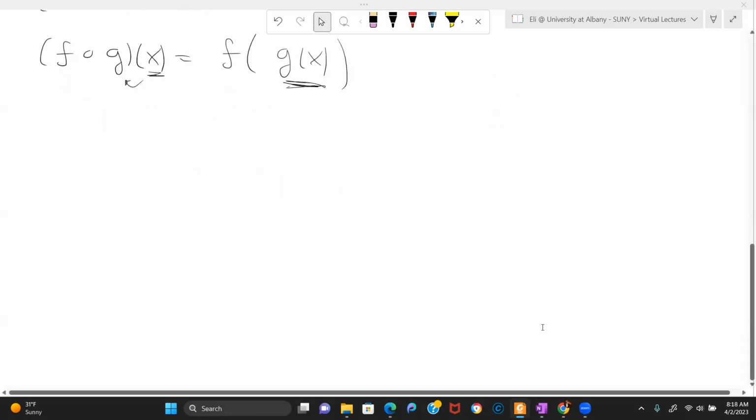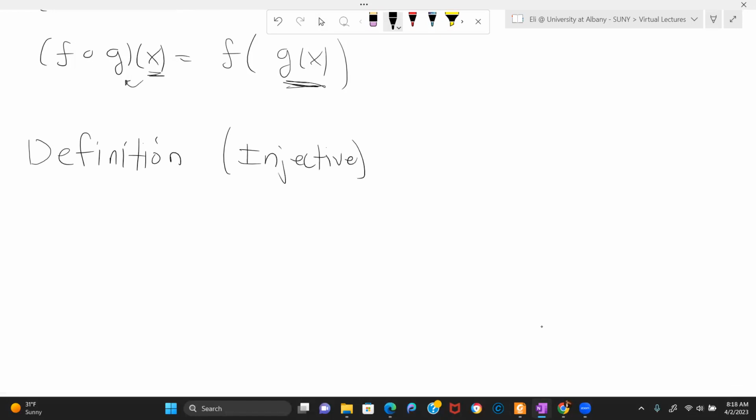So the idea of a one-to-one function is pretty simple. Basically, the idea is that any two points in the domain have distinct outputs. There are no two distinct points in the domain that get sent to the same point in the codomain. So let's try to formalize that mathematically. That's the rough idea behind an injective function, or the book calls it one-to-one. I prefer the term injective though.